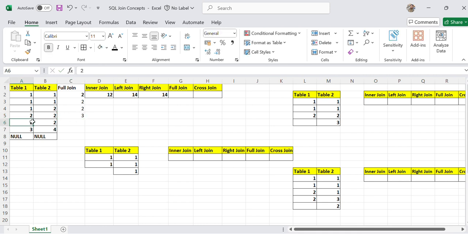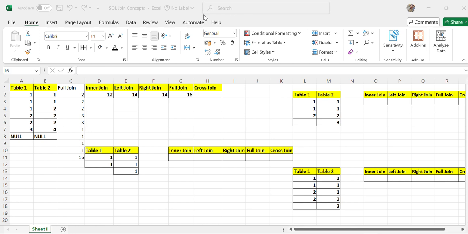This 2 is repetitive three times. This 3 is not matched anywhere, so it comes one time. This null is not matched anywhere, so it is one time. This 4 is not matched with table 1, so 1. And this null is not matched with the left table, so 1. So our count is 2 plus 2 plus 2 plus 3 plus 3 plus 1 plus 1 plus 1 plus 1, so our output is 16. So the output of the full join is 16.